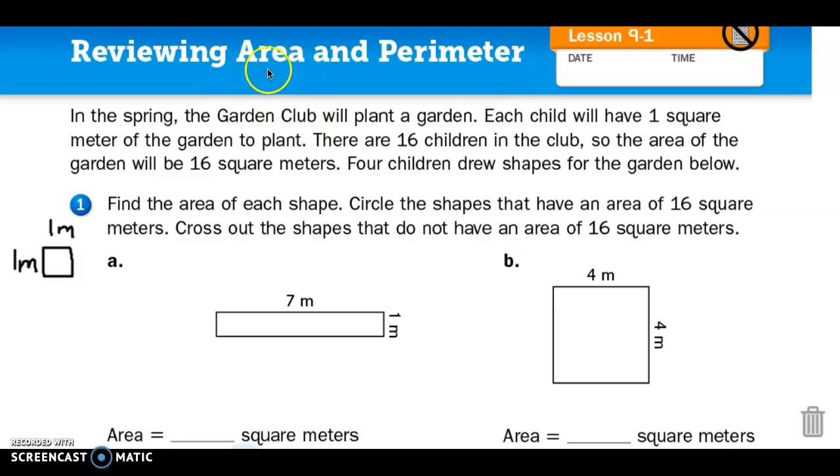Remember, area sounds like array. Okay, so we know we need to multiply side length. And perimeter, well, it sounds like the rim, like the outside of something. So that's the total length of the outside added up. Amazing. Okay, we're going to practice that.